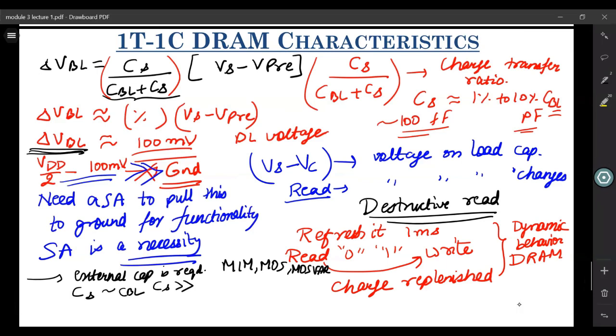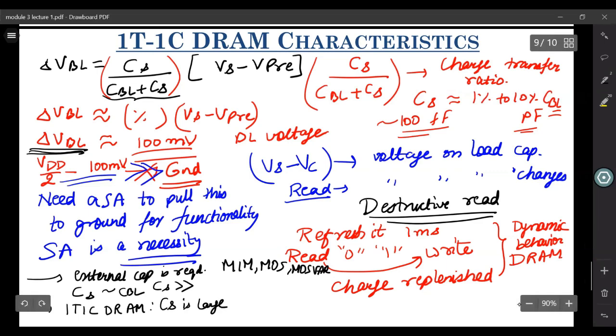So the first research direction in 1T1C DRAM is that people are on a quest to find a solution for a monolithic capacitor whose value is large, but at the same time, area is less. So this is one direction where the research has been going on since the 1970s. Okay. So this is the first problem.